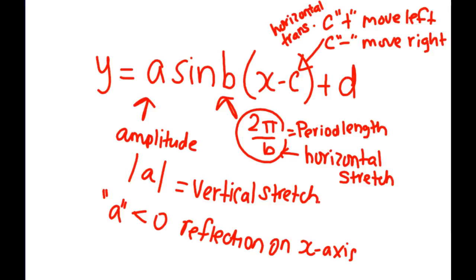And then our last one is still the same as it was before. It's a vertical up and down. So if D is positive, you're moving up. If D is negative, you're moving down. So a vertical translation. If D is positive, then move up. If D is negative, move down.